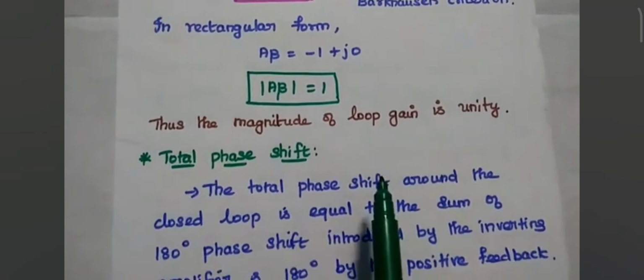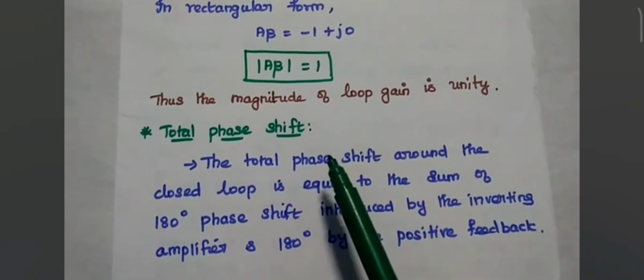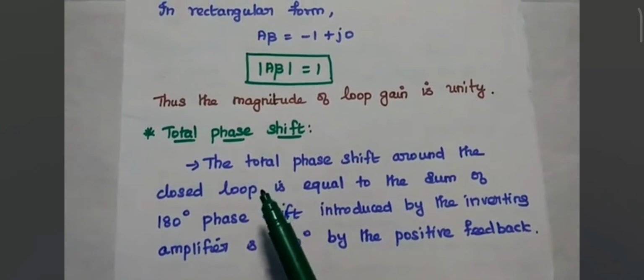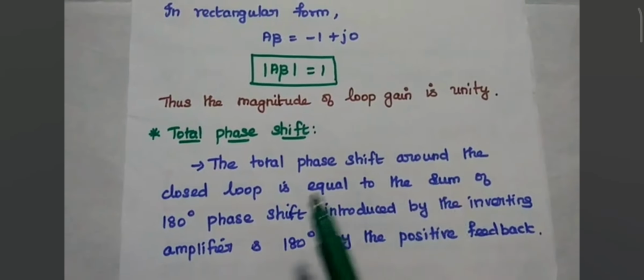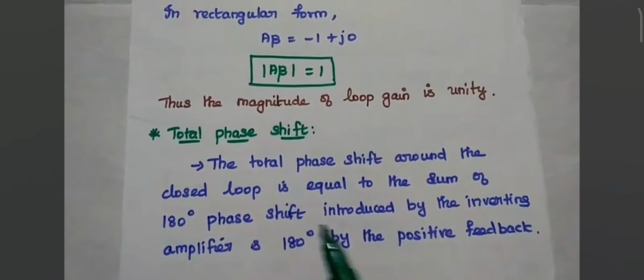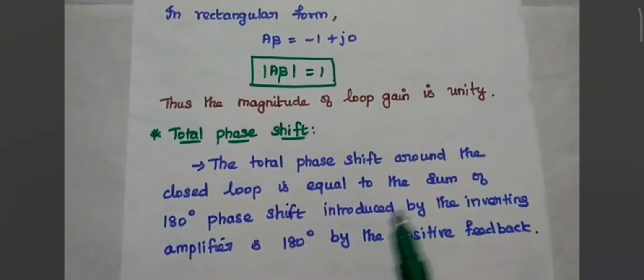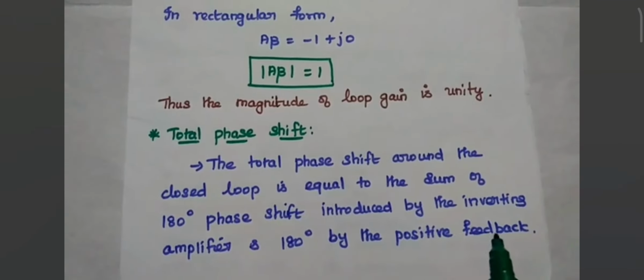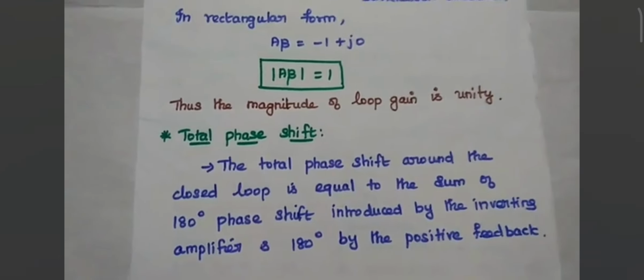Next we have to prove the total phase shift required for this oscillation. Here the total phase shift around the closed loop is equal to the sum of the phase shift introduced by the inverting amplifier and the phase shift produced by the positive feedback. Correct?